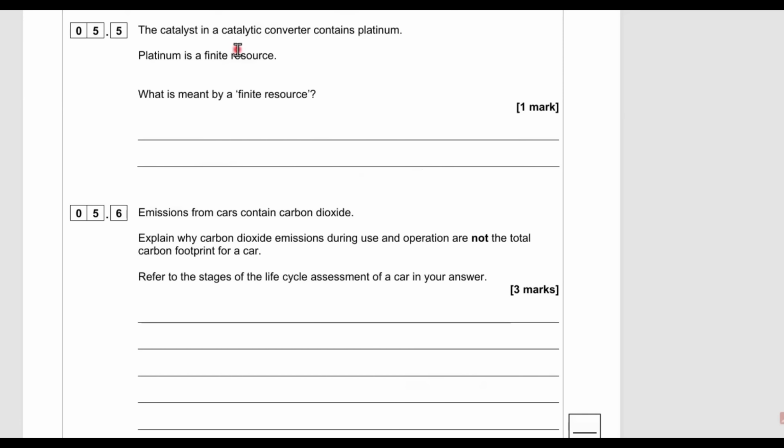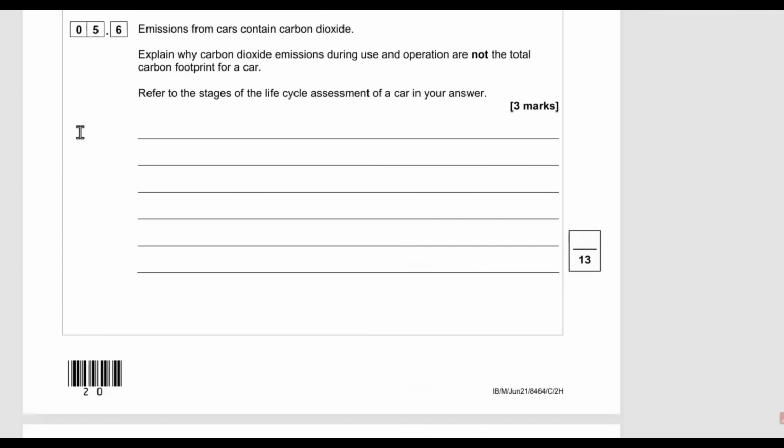The catalyst in a catalytic converter contains platinum. That's a transition metal. Platinum is a finite resource. What is meant by a finite resource? So it's not infinite, it's finite. You might have heard of infinite, meaning it will never run out. Well, finite means it's going to run out. So, yeah, there's no more of it being made by the Earth.